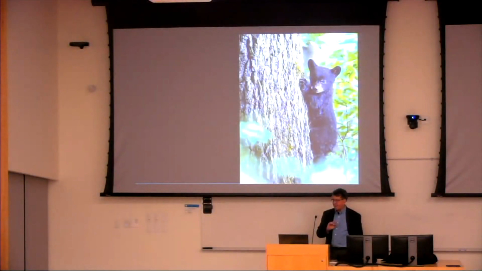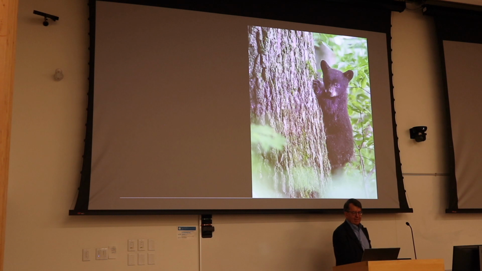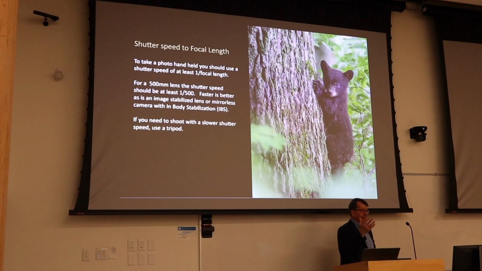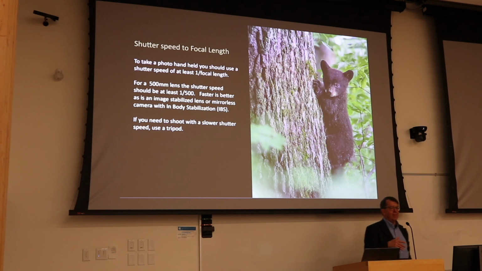And nothing cuter than a baby bear. So one thing, just if you ever do get into doing kind of zoom photography, is just understanding the relationship between shutter speed and focal length. If you're shooting with a big lens like 500 millimeters, the bare minimum typically is you want to be shooting at 1/500th of a second in order to get a relatively clear photo.